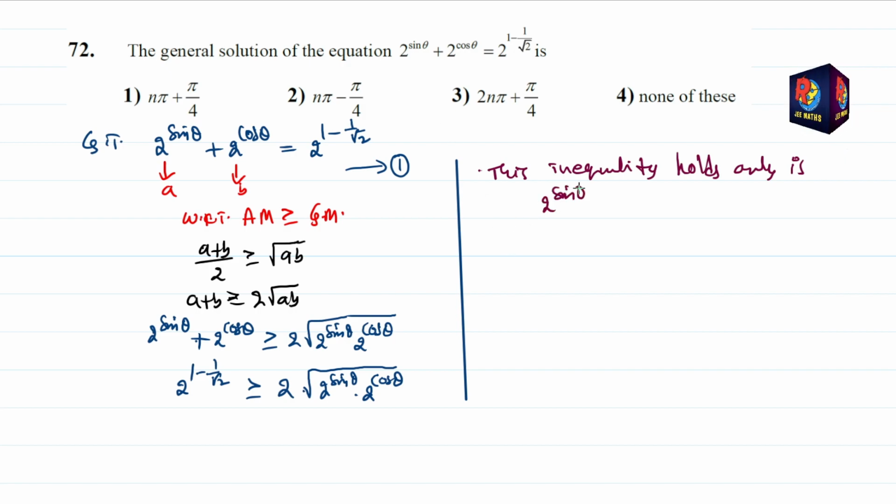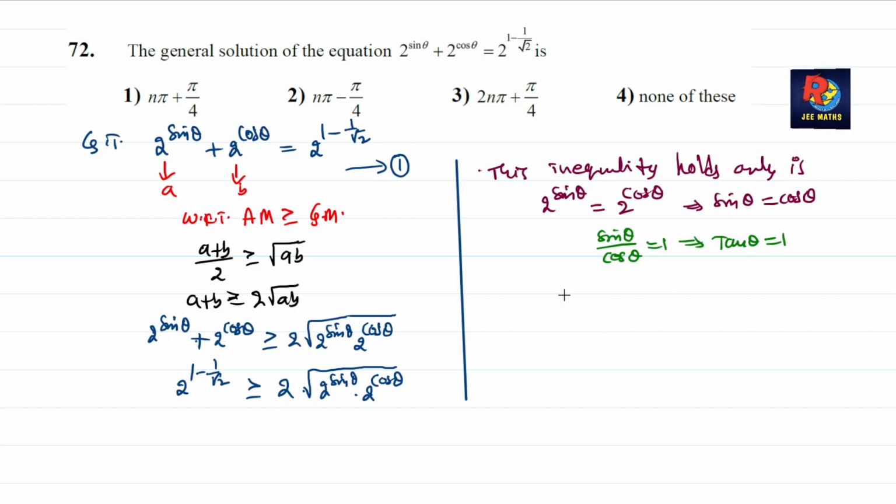2 power sin theta is equal to 2 power cos theta. So that means here sin theta value is equal to cos theta. Sin theta equals cos theta means, if I divide by cos theta, then sin theta by cos theta equals 1. Therefore, tan theta value equals 1.